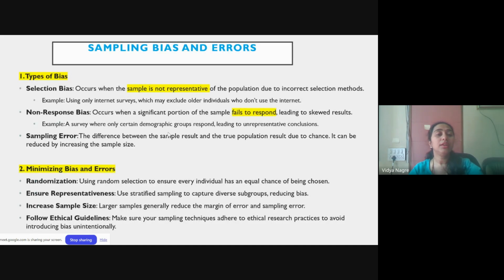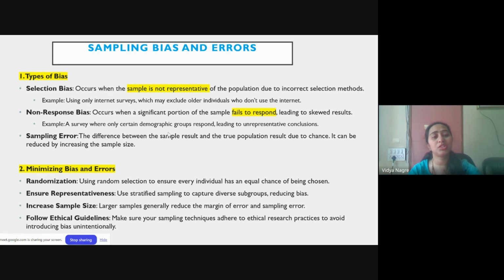Okay. Then sampling bias and errors. What are the various types of biases which are possible in sampling? First, selection bias. As I told you, the sample is not representative. If the sample is not representative of the population, you will arrive at wrong conclusions. For example, if you want to do some surveys and you are using only an internet survey, then older individuals who do not have access to the internet will not be included in this survey. Then you will actually be sampling only the young generations who are comfortable with it, and your conclusions will go wrong.